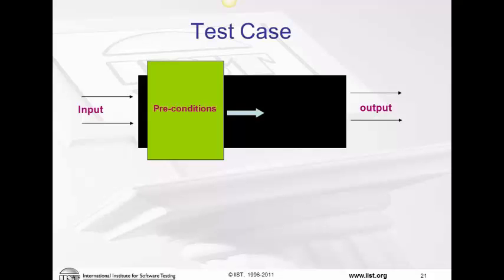If I'm running a test case to cancel an order and refund the money, obviously some of the preconditions are what? The order exists. The order has not been canceled before. The order has been paid. The order has not been shipped.